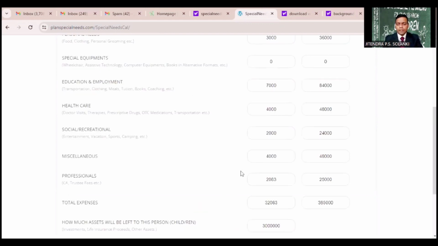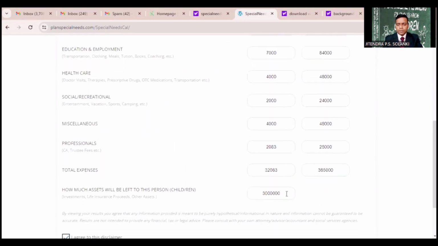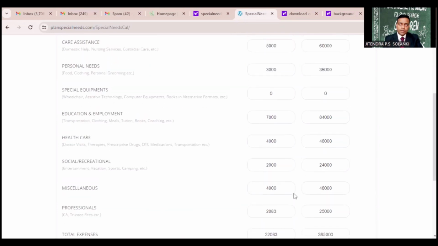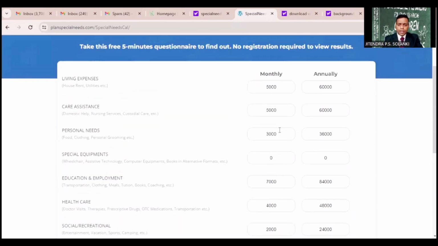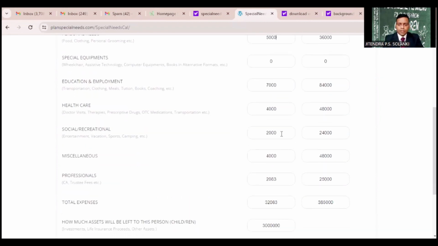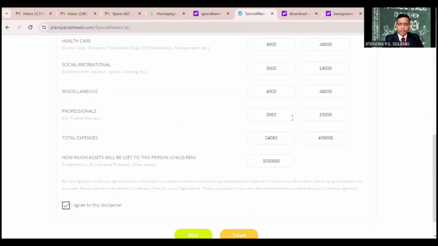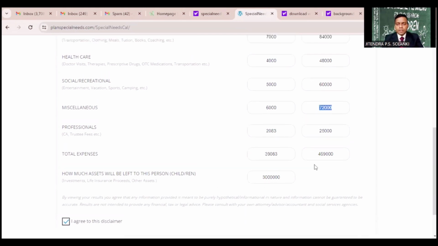Let me just go back and work on certain numbers. So 32,000 might be a bit low for, say, a 25 year old adult. I would just increase it to say 50,000. So I'll make an increase of 5,000 here, which gives me 37,000. Miscellaneous, I'll again make it 6,000. So the corpus is 39,000.